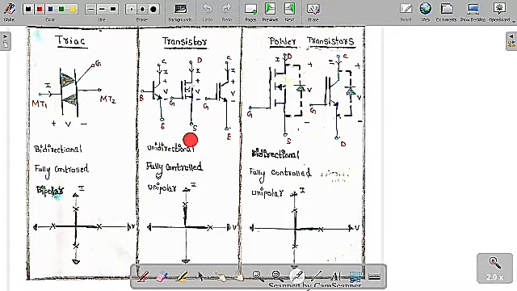It can't block the reverse voltage, and also the reverse current is equal to 0. So now we will discuss the power transistors. These are the normal transistors, but now we are going to see the power transistors in detail.